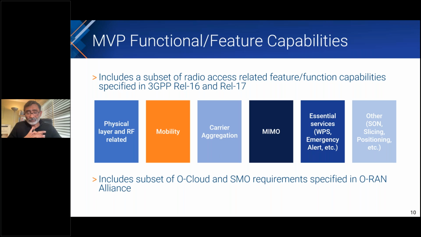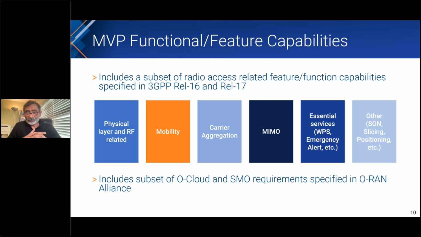Same thing goes with MIMO. There are requirements for single user MIMO, multi-user MIMO using 64T, 64R radios, 32T, 32R radios, and a variety of beamforming methods to be supported by those radios. And finally, it also includes requirements related to some of the essential services, as well as a bunch of requirements we couldn't categorize.